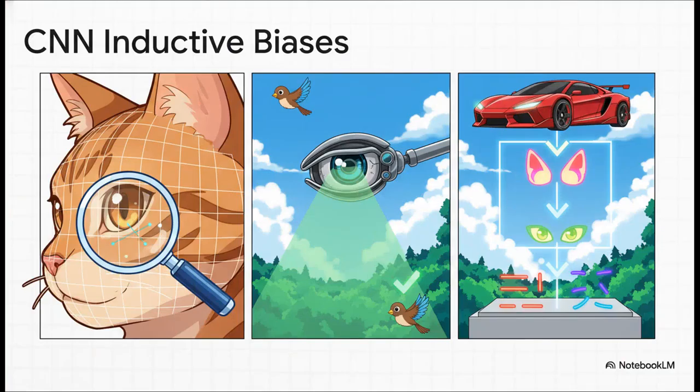And it's really interesting to see how these biases work. You can almost think of them as built-in cheat codes. CNNs are essentially hardwired to understand that pixels close to each other are probably related. That's called locality. They're designed to recognize a cat whether it's in the top left or the bottom right of the frame. And they learn in layers, starting with simple things like edges and lines, and then building those up into more complex shapes and eventually whole objects like a face. This makes them super efficient.